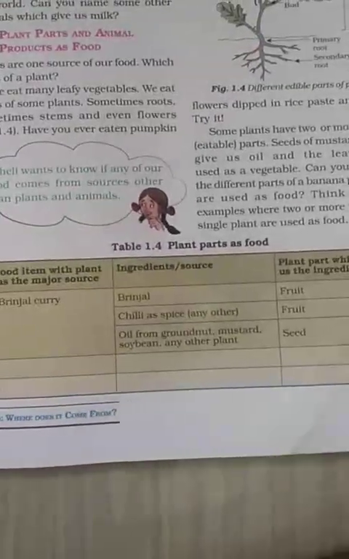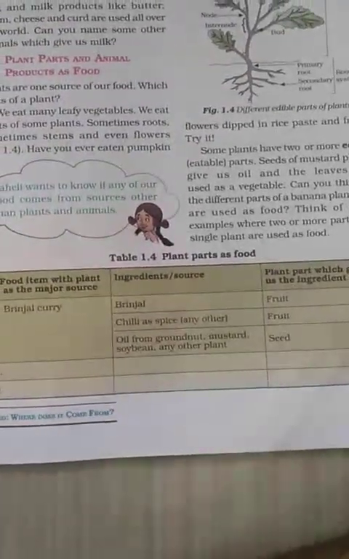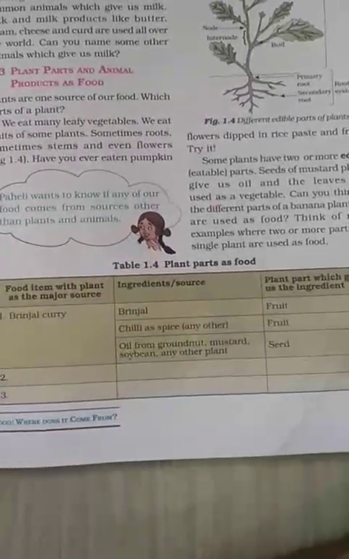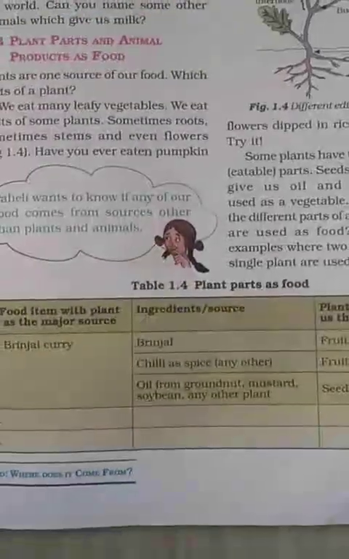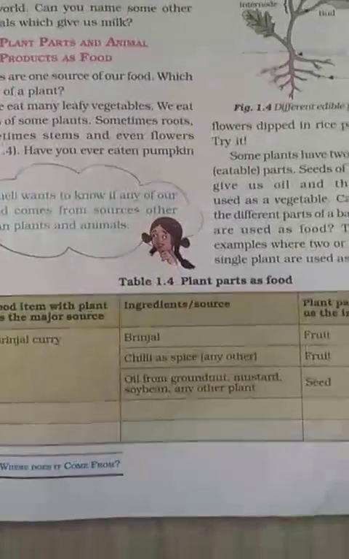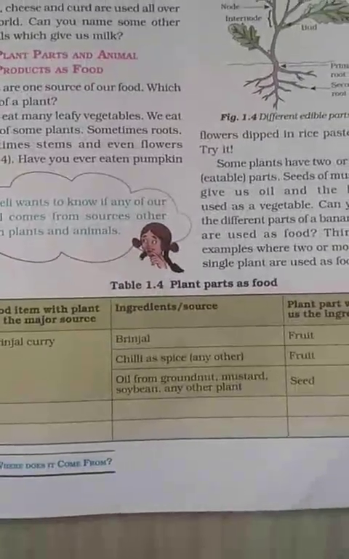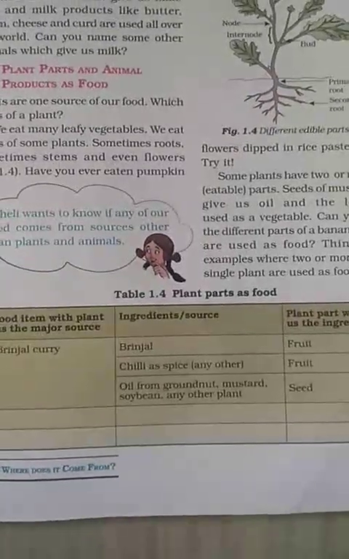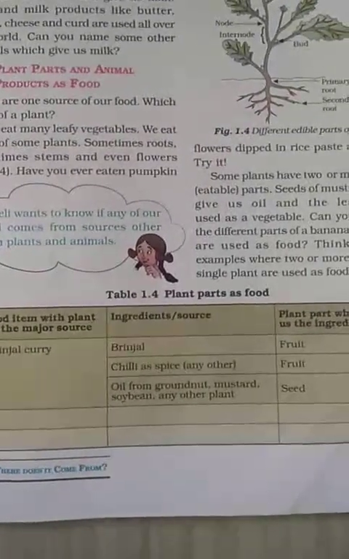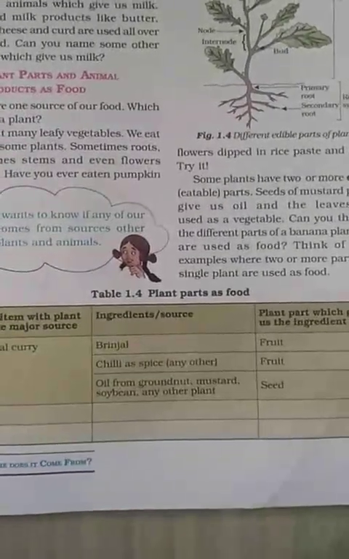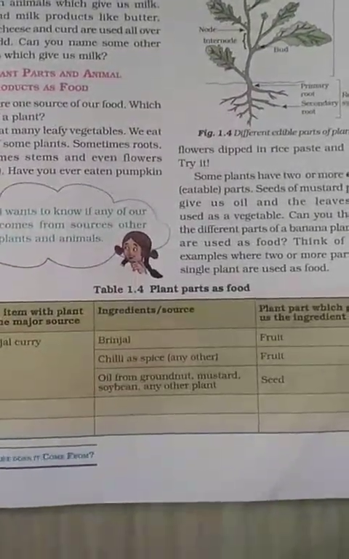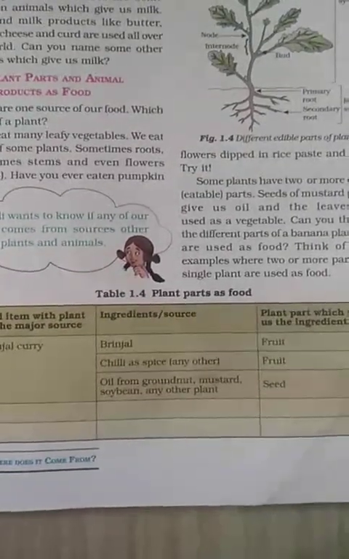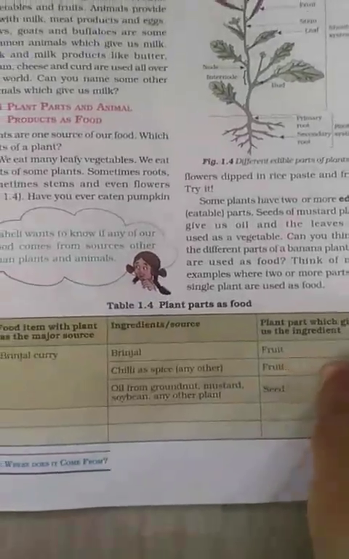Here we are going to study the next table, that is 1.4, plant parts as food. The first is given, brinjal curry. The food item with plant as the major source. Ingredients: brinjal, chili as a spice, oil from groundnut, mustard, soya bean or any other plant. Plant parts which give us the ingredient: brinjal is a fruit, chili is a fruit, and the oils we are getting from the seeds.